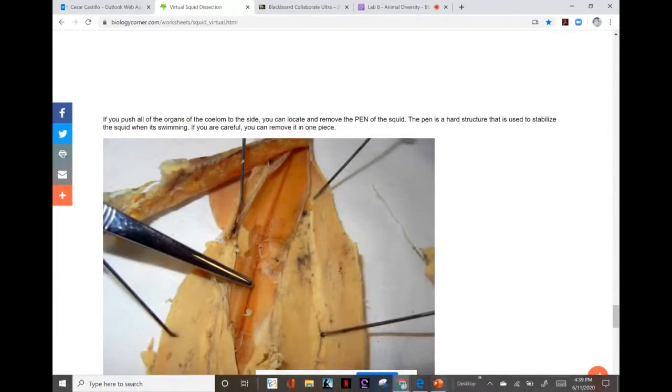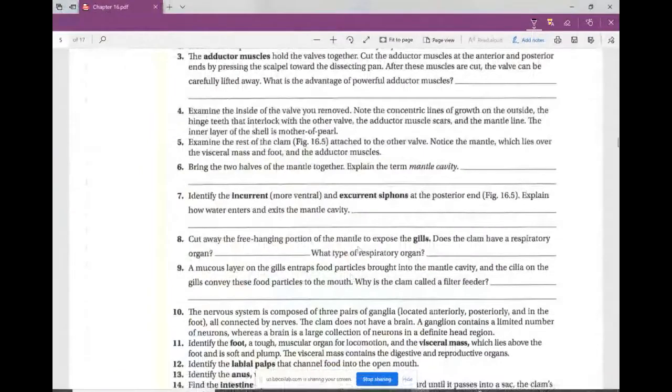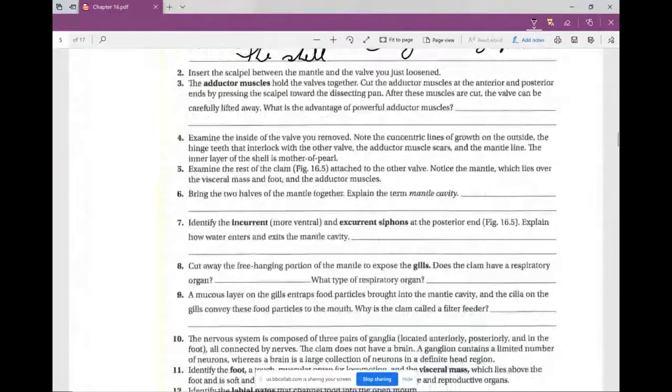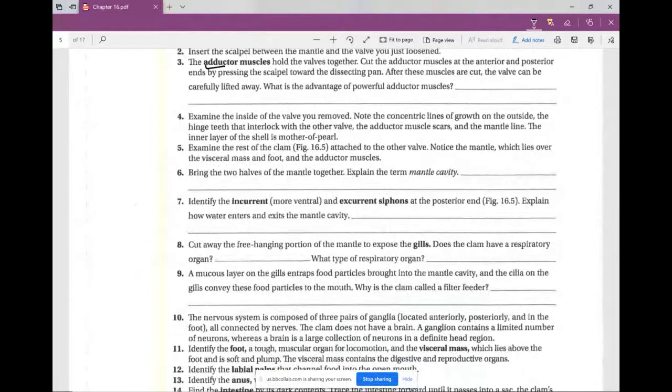So maybe we can answer a few questions from the book. Talking about the clam: the adductor, two Ds, right? The adductor muscles hold the valves together. After these muscles are cut, the valve can be carefully lifted. What is the advantage of having powerful adductor muscles? You can say protection, by keeping the shells closed.